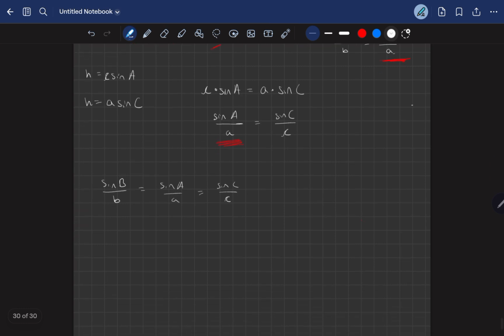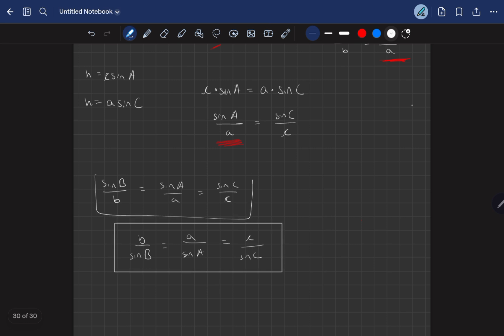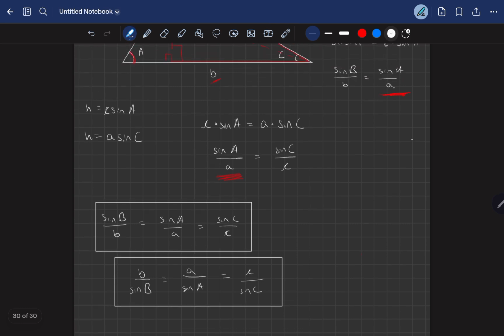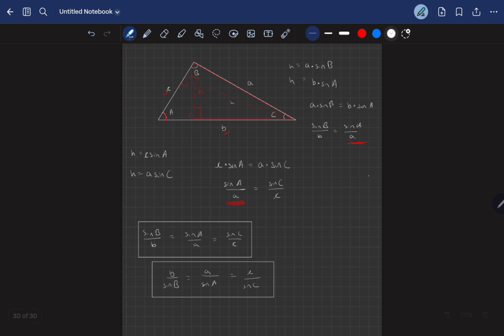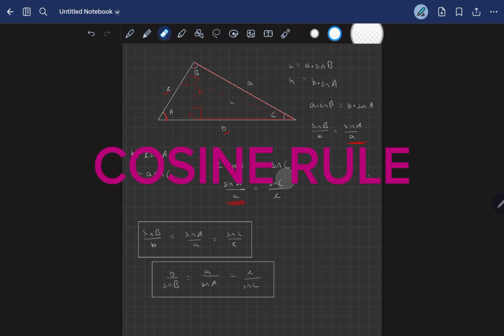And I can also write the reciprocal. B over sine b is the same as a over sine a, which is the same as c over sine c. Okay? This is also true for all triangles. Let's move on to the cosine rule.